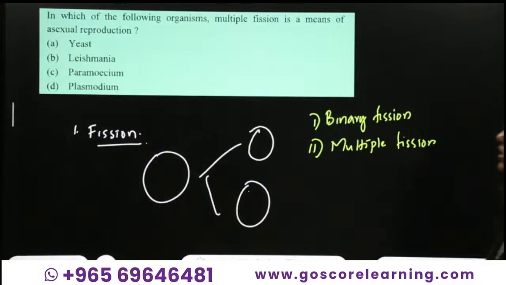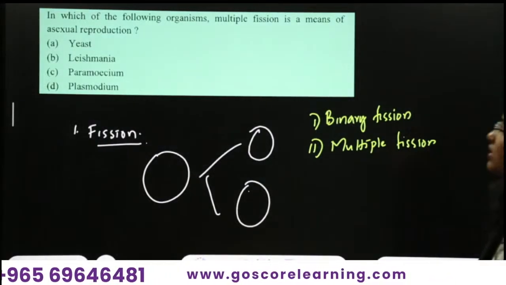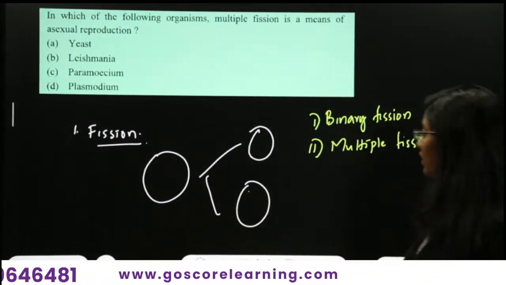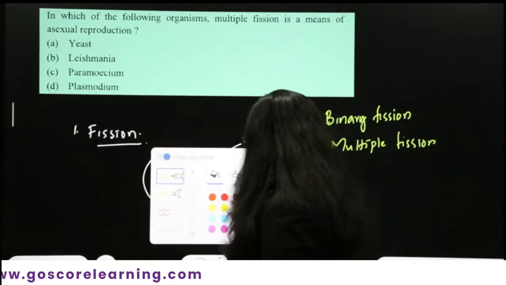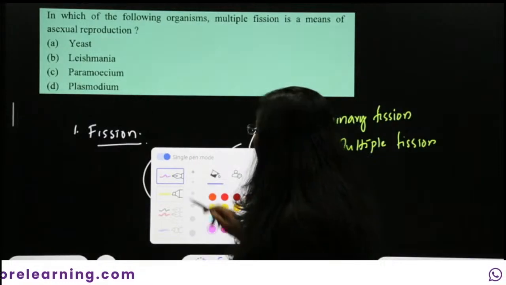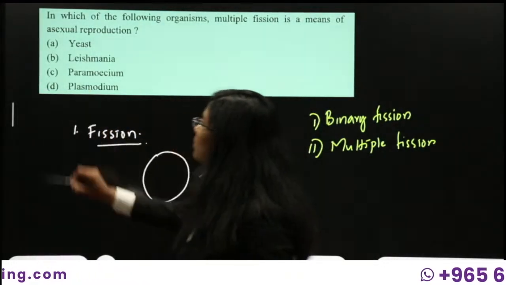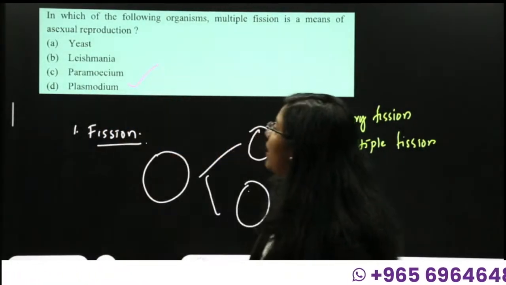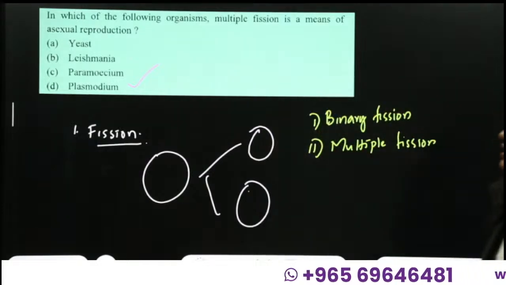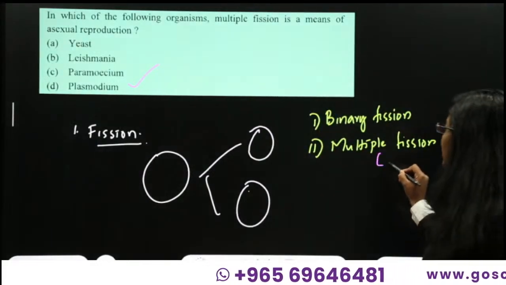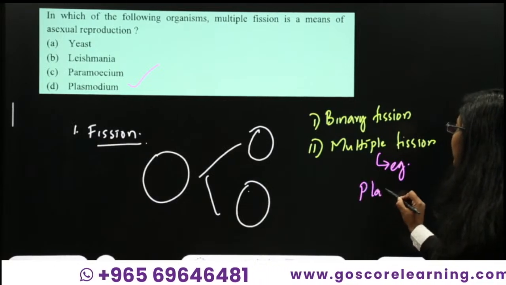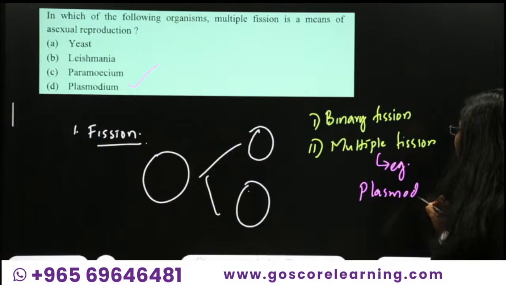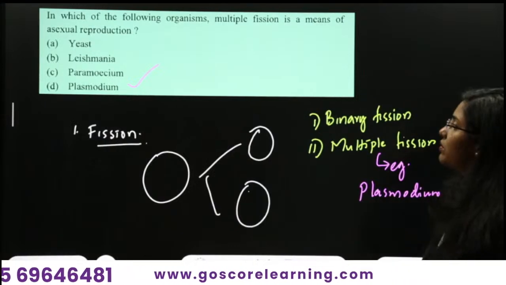Then Paramecium, which is also not possible for multiple fission. The correct answer for multiple division is Plasmodium. So what is the correct answer? Plasmodium is the correct answer in the case of multiple fission. The example for multiple fission is Plasmodium. Okay, so that is also clear, right?